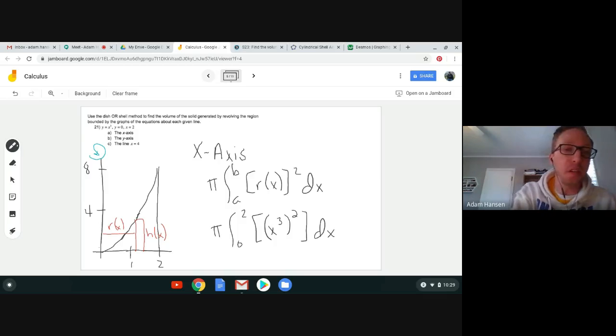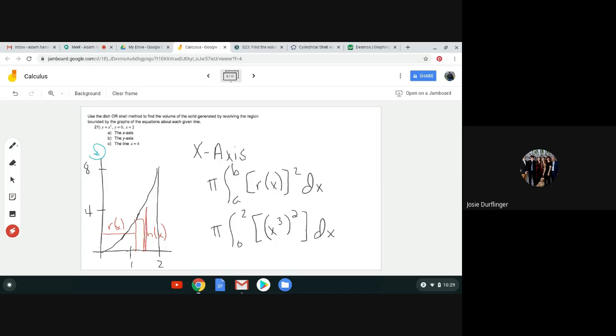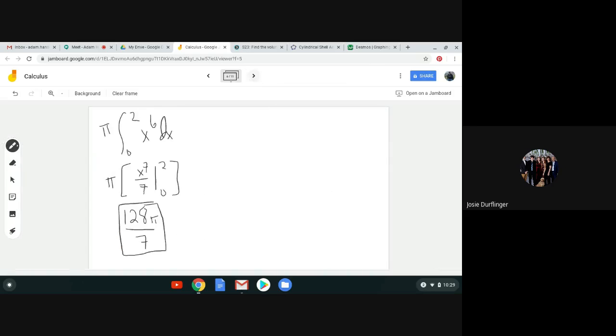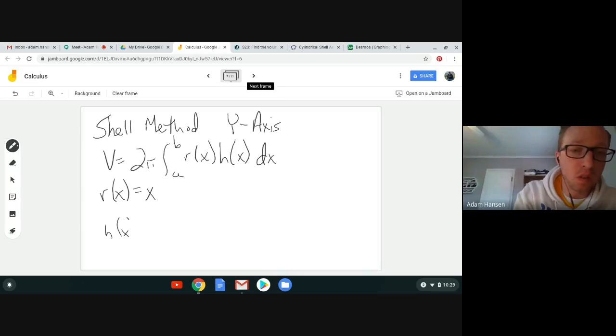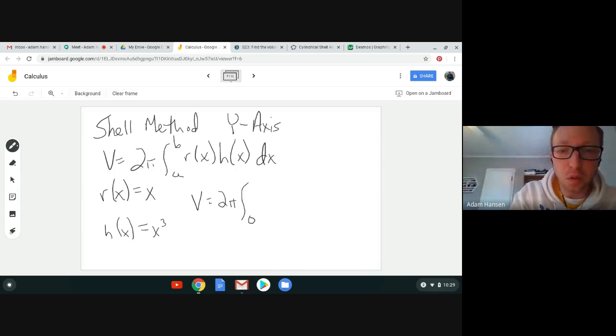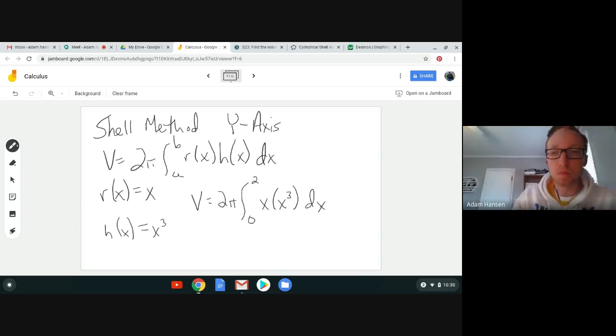I think the height would again just be, would it be x cubed? Yeah, x cubed again for sure. Nice. So h of x equals x cubed. Our volume is 2 pi times the definite integral from 0 to 2 of the radius x times the height x cubed dx. Any other questions on how I'm getting that set up?